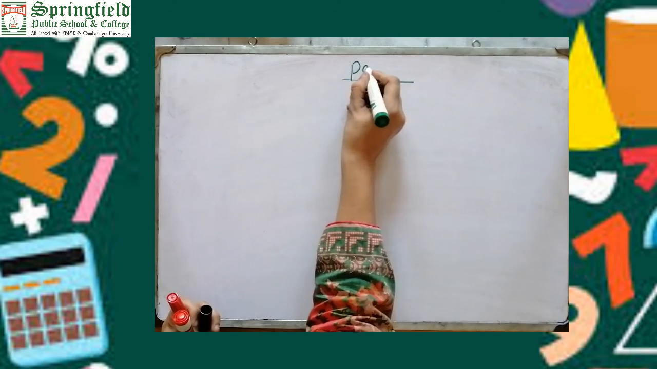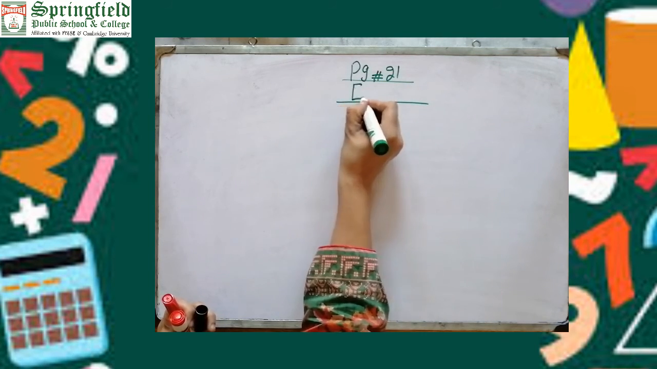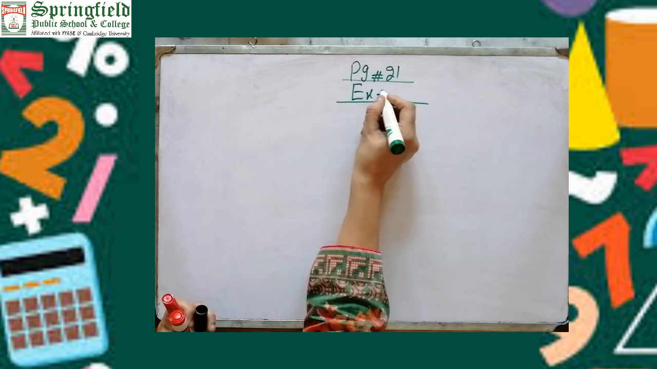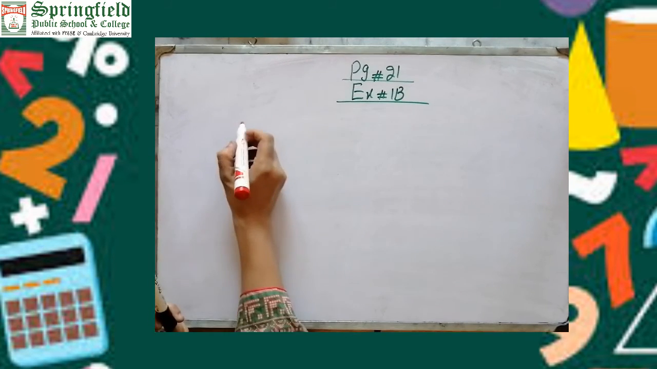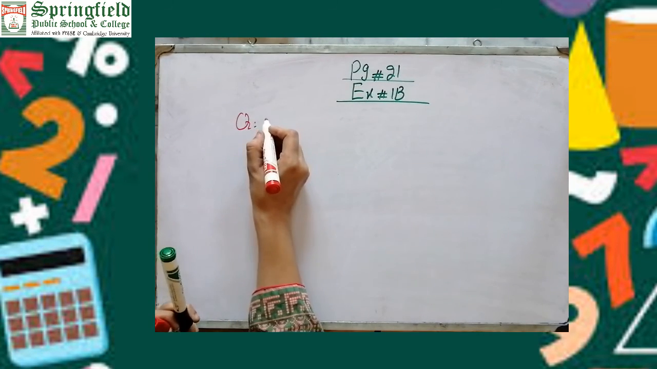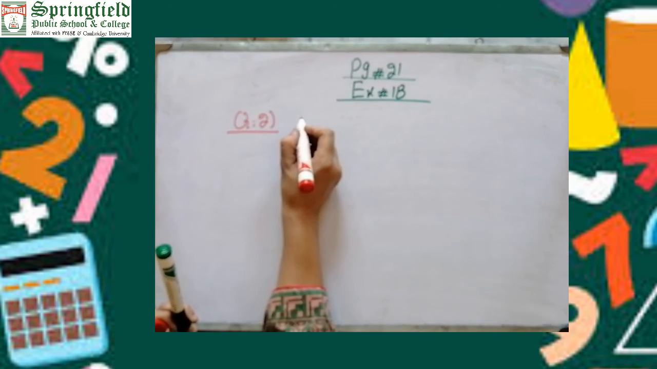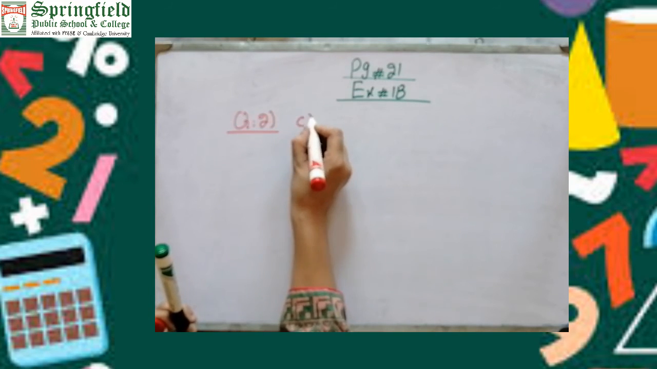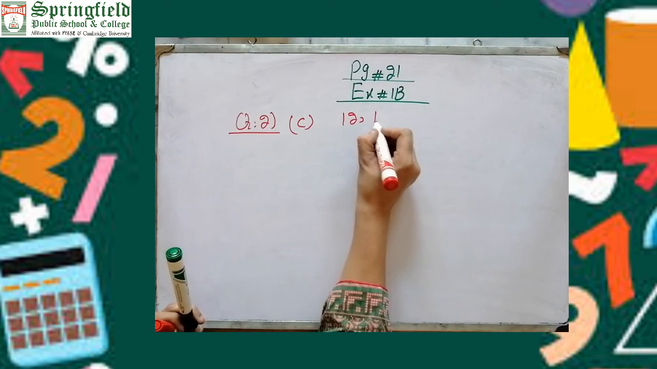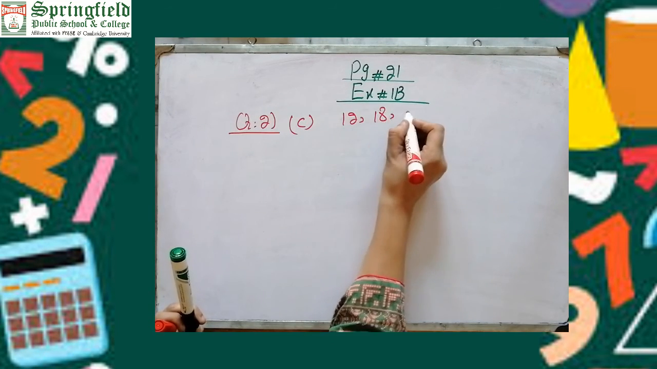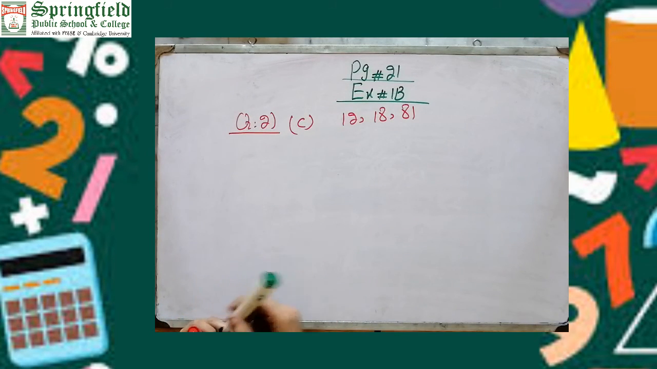We are doing page number 21, exercise 1B and question number 2 and part C. Okay, part C is find out the LCM of 12, 18 and the third number is 81. So how can we find the LCM?